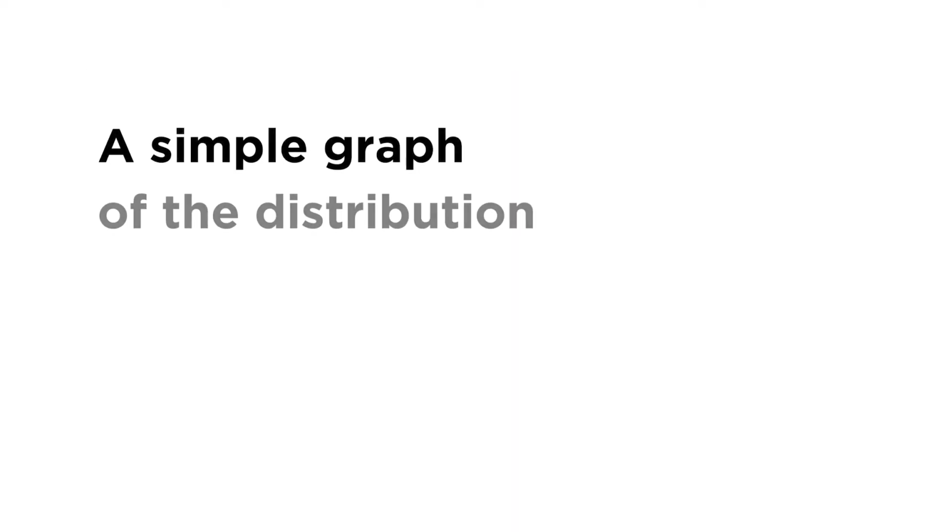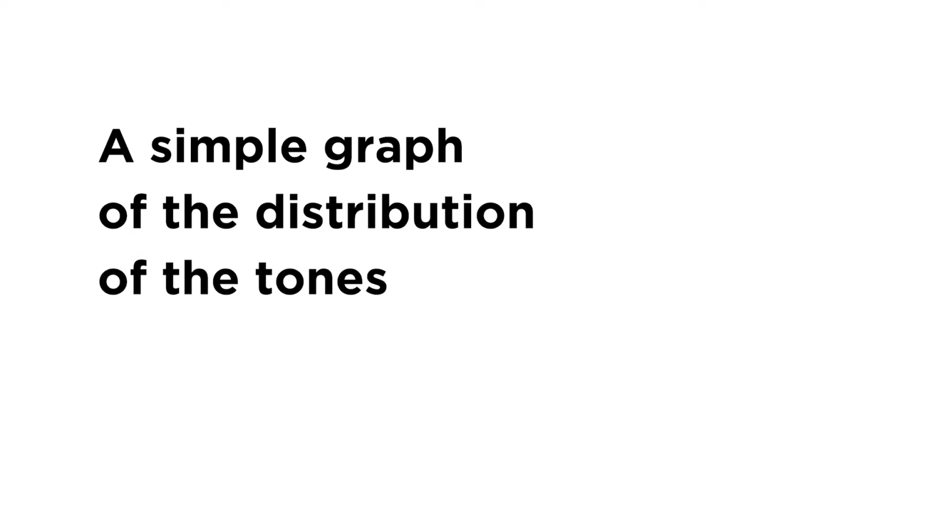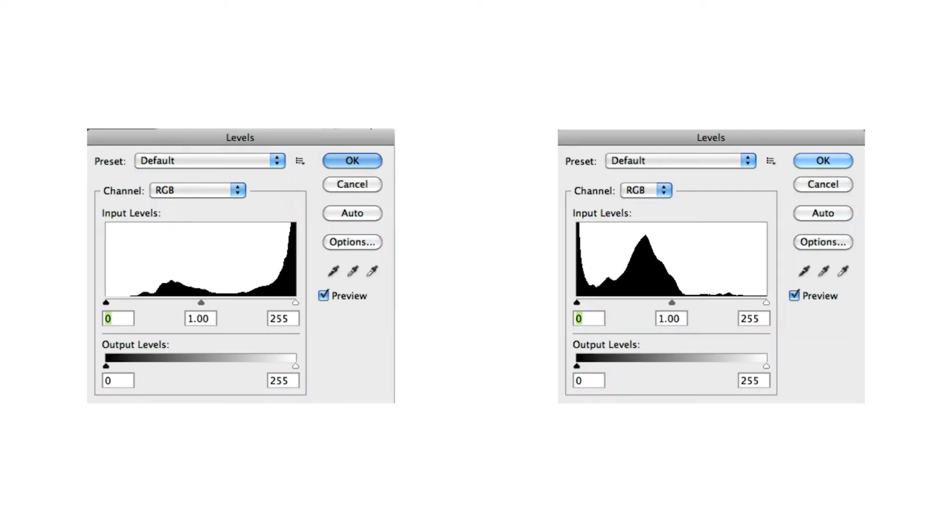All right, next we have the histogram. The histogram is a chart. It's a simple graph of the distribution of the tones in your image. And what that means is it's data about your photo. It's data about the exposure in your photo, the brightness of your photo. It's not information about how good the photo is necessarily, especially in this art class, but it's information about brightness level. So here's what it looks like.